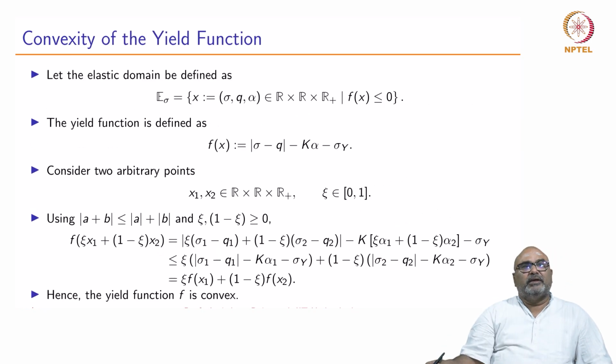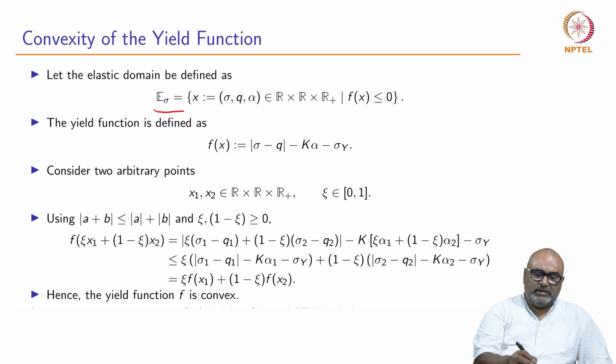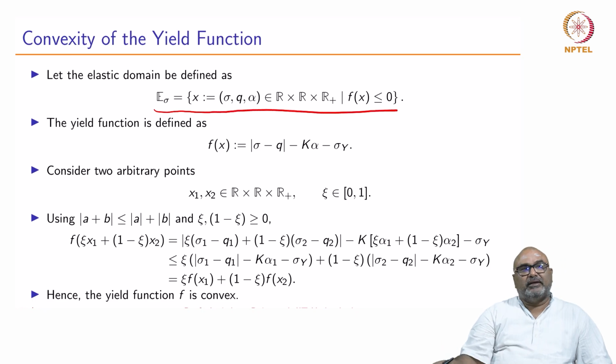Now, let us define the elastic domain as E of sigma, such that x is the set of internal variables which define the yield function, namely the stress state sigma, the back stress q, that is the kinematic hardening variable, and the isotropic hardening variable alpha. This belongs to a real number space, and f of x must be less than or equal to 0. Now, we want to define the convexity of the yield function. The yield function is defined as f of x equal to the absolute value of sigma minus q, minus k times alpha plus sigma y.